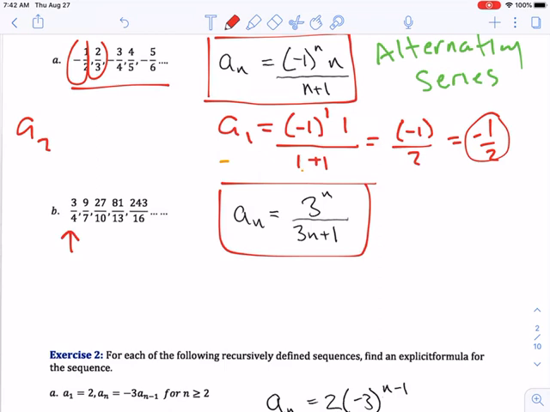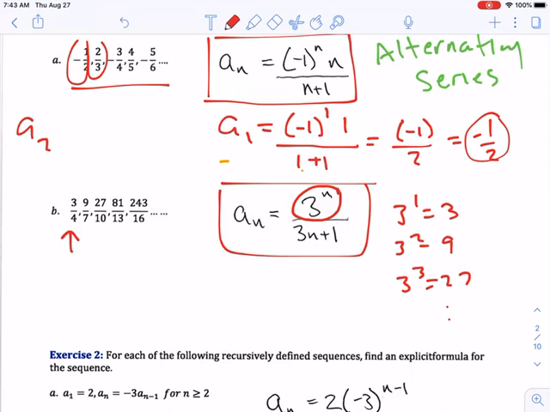So what I'm deducing there is when n is equal to 1, we would get 3. When n is equal to 2, we would get 9. So the numerator is simply 3 to the n. 3 to the first is 3, 3 to the second is 9, 3 to the third is 27, and those are our numerators.